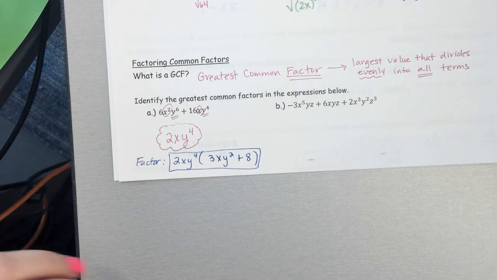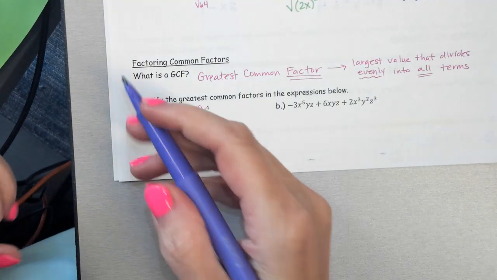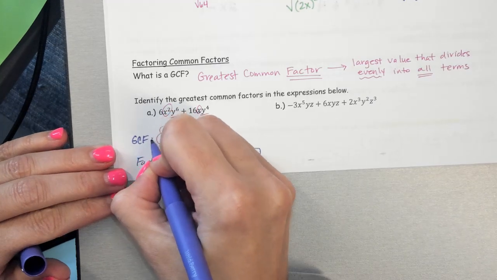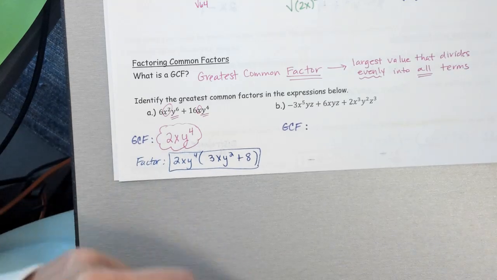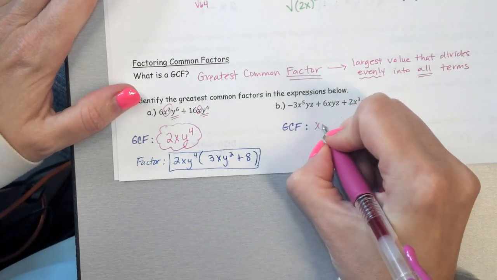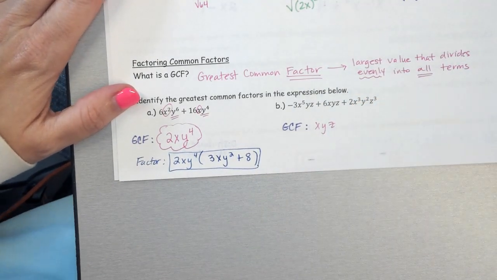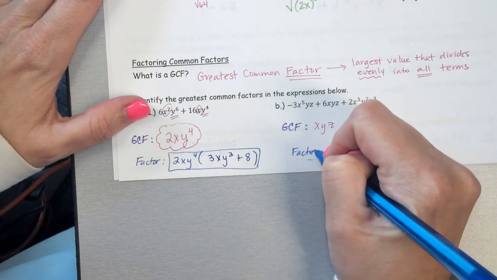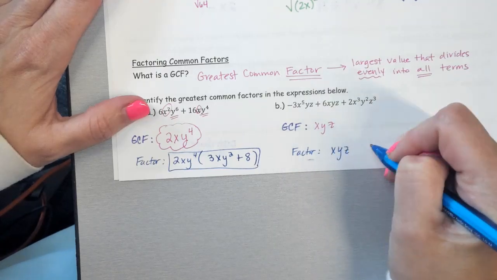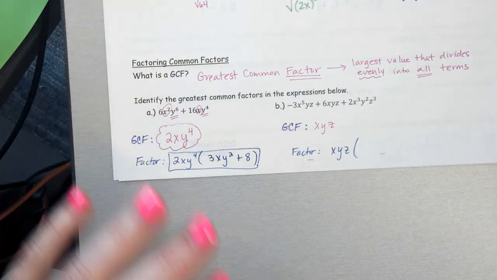Okay, and then John, what was your GCF for B? XY. Nice. Okay, so your GCF for B is XYZ. So when we factor that out, okay, what we're doing is dividing.